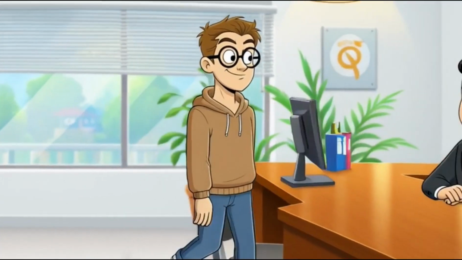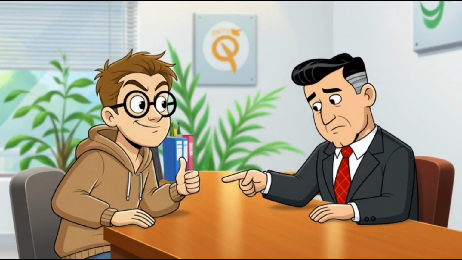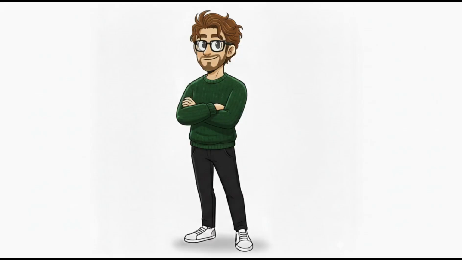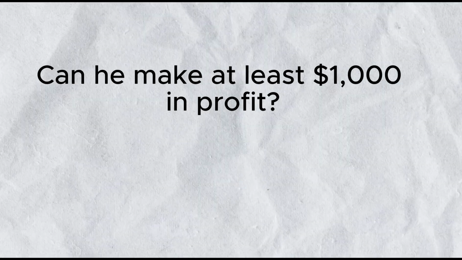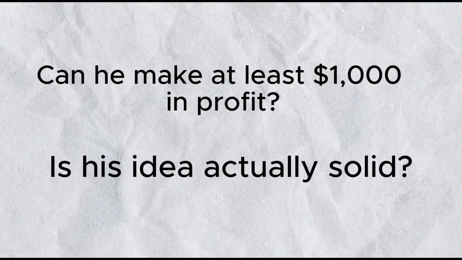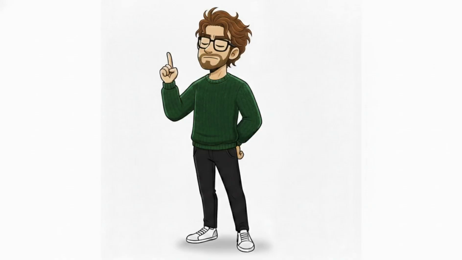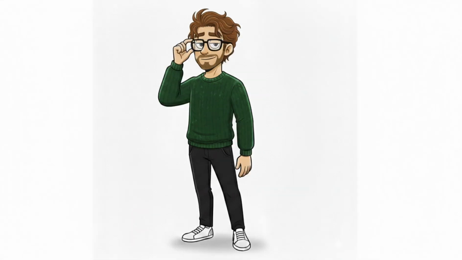Scenario B. The bank says, "I'll lend you $10,000, but you owe me $11,000 in a year." Now Jake has to stop and think. Can he make at least $1,000 in profit? Is his idea actually solid? If his plan is weak, he won't take the loan. If his burgers are amazing, he'll go for it. That's how interest makes the economy more efficient.